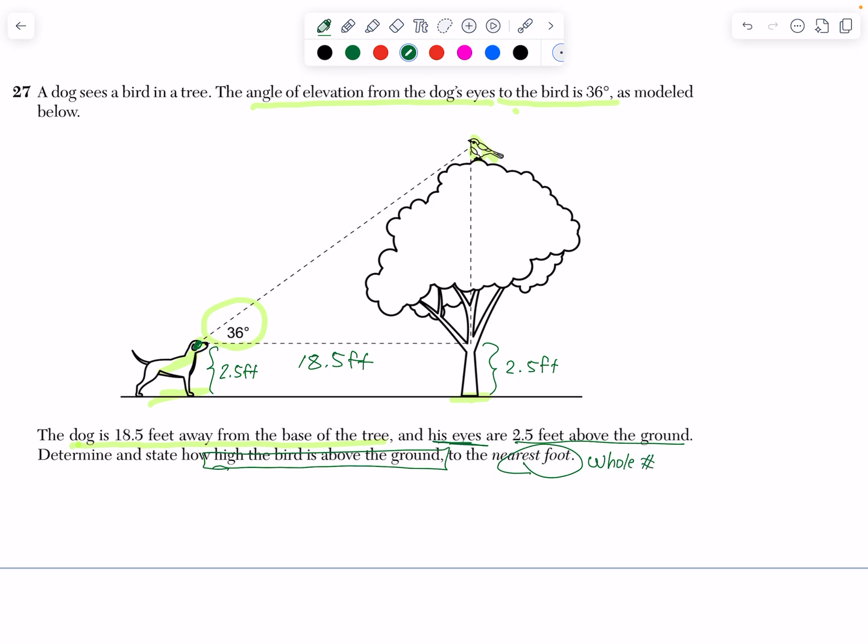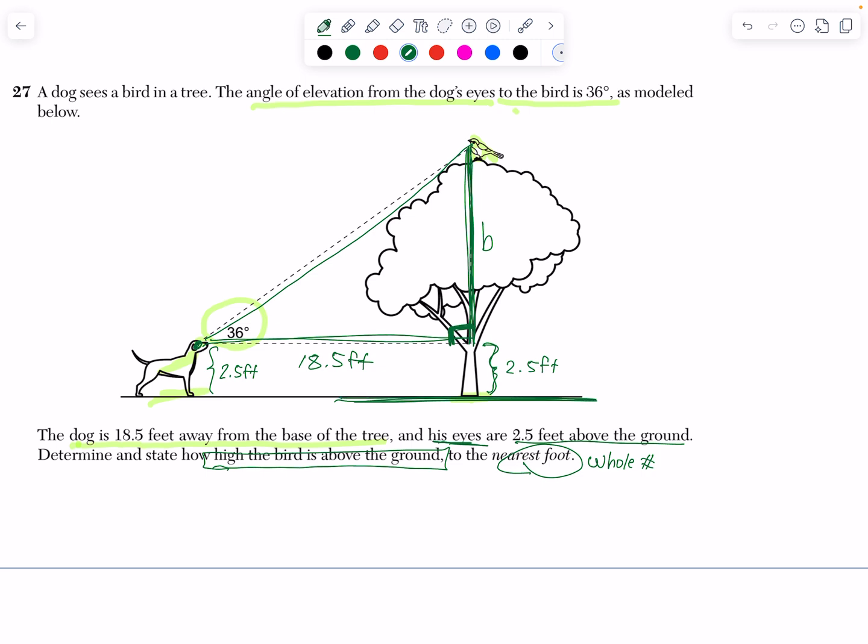Okay, so here we know that a tree is perpendicular to the ground, so we'll put a right angle here. And we want to know the height of the bird on the tree. Keep in mind this distance here, I guess I'll call it B for bird, but keep in mind we're looking at this right triangle here. Once you solve for B, you have to add the 2.5 feet later because you're measuring from the ground up.